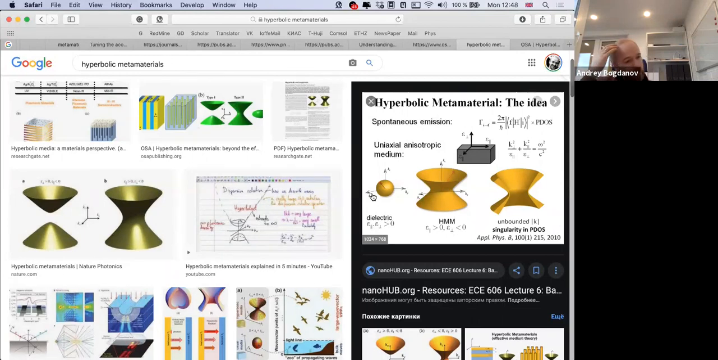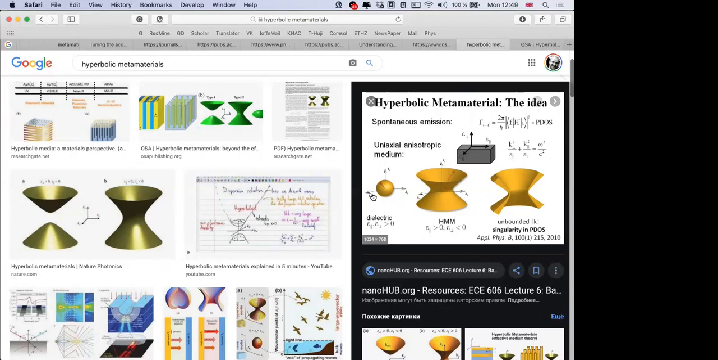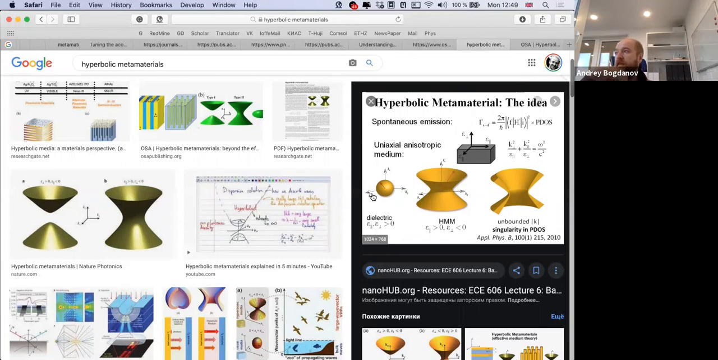Have you heard about the Purcell effect? Not really. It's a very famous effect in the metamaterial community, and a lot of people discuss the Purcell effect in dielectrics, metals, and hyperbolic metamaterials. The Purcell effect is enhancement of radiation. It means that the radiation rate of the same dipole depends on the environment.